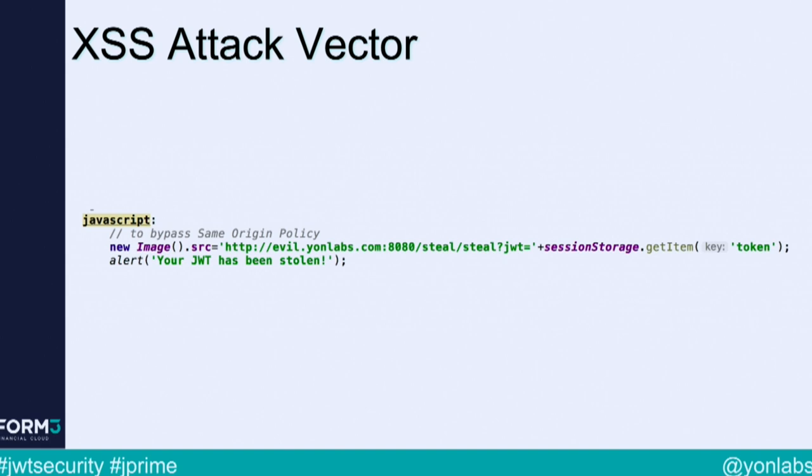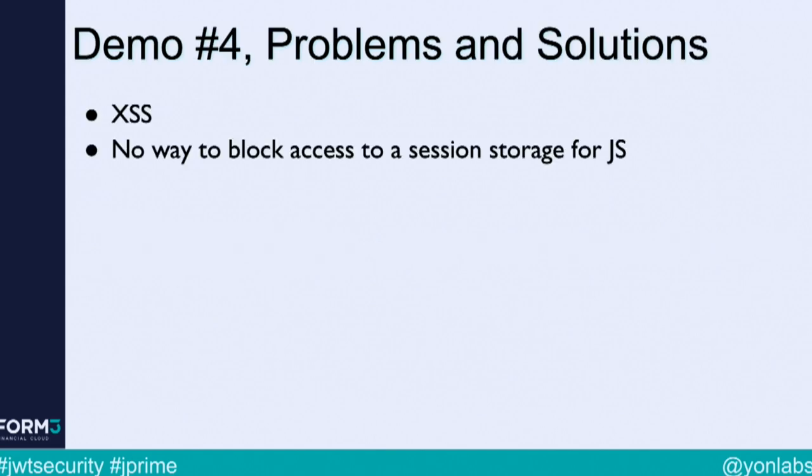So this script is pretty simple. That's a simple JavaScript. And the only trick is to use image source. So instead of directly connecting to the server to send the stolen token, I'm using this image source to bypass same origin policy implemented in browsers. That's a simple trick, pretty often used. So nothing fancy here. And the problem was that we had this XSS vulnerability in our application, and there is no way to block access to session storage for JavaScript.